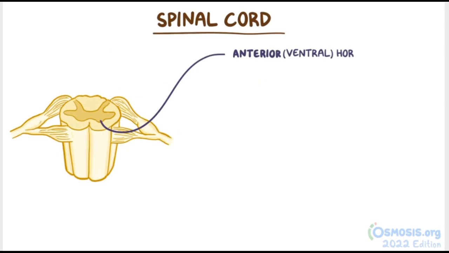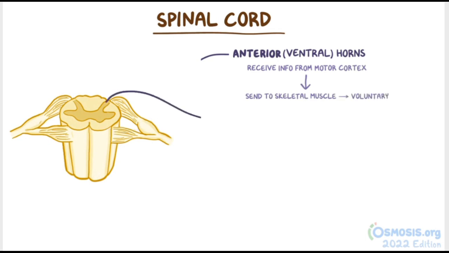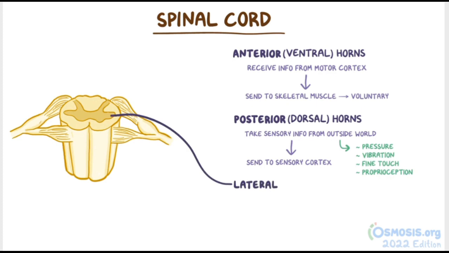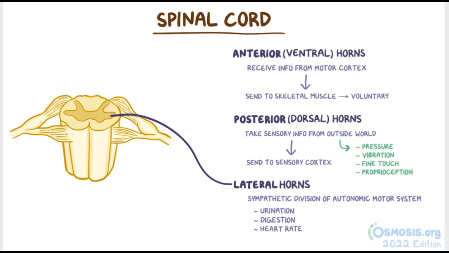The anterior or ventral horns receive information from the motor cortex of the brain and then send it to the skeletal muscles to trigger voluntary movement. The posterior or dorsal horns take sensory information from the outside world and send it to the sensory cortex of the brain. Sensory information includes pressure, vibration, fine touch, and proprioception, or the awareness of one's bodily position in space. Finally, there are the lateral horns, which are mainly involved with the sympathetic division of the autonomic motor system. These help regulate processes like urination, digestion, and heart rate.